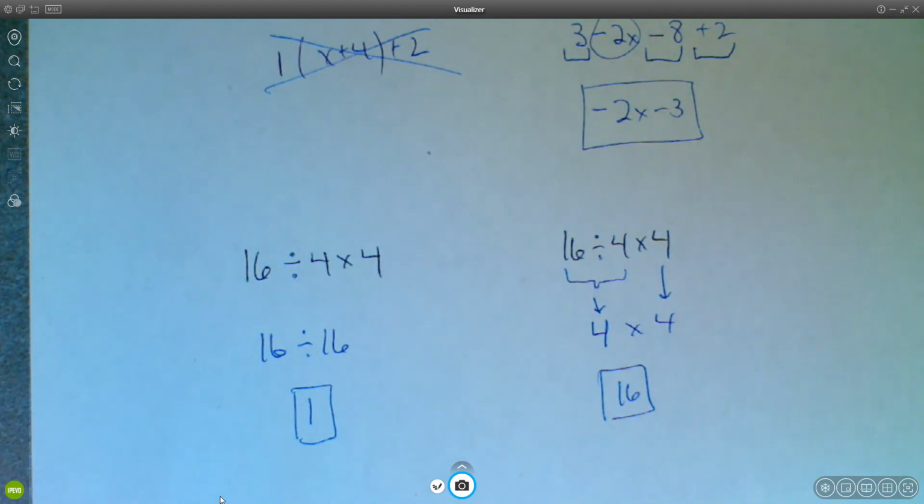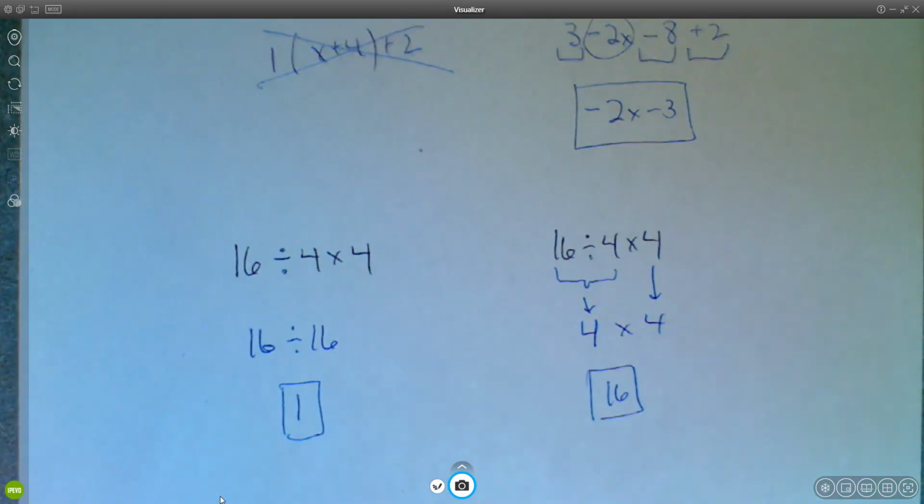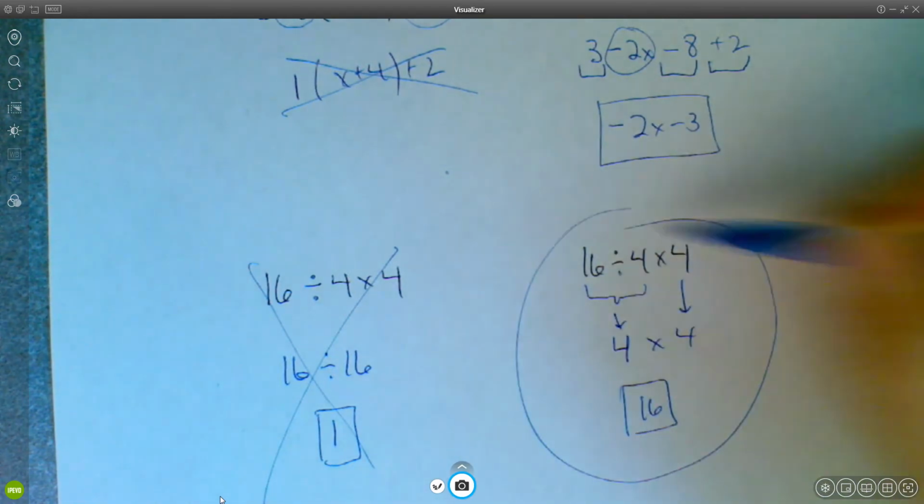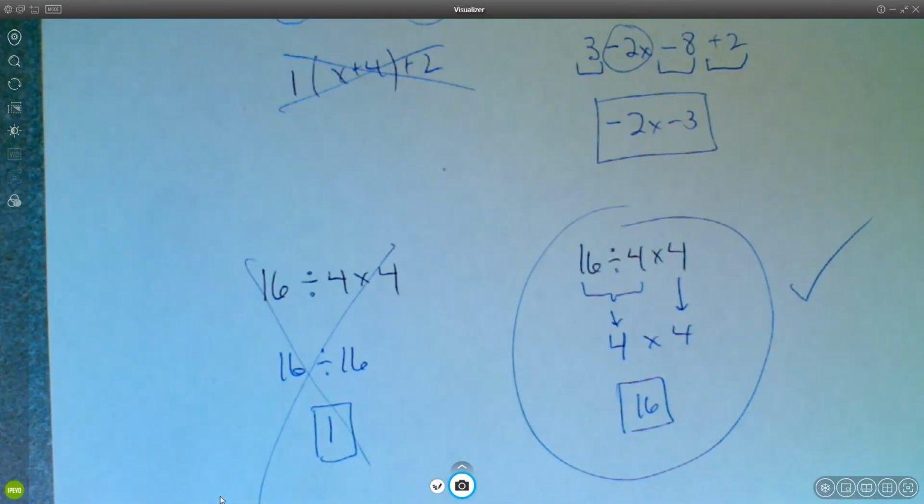I think that's all I have to say about order of operations, but hopefully this convinces you. So this is not the correct way to do it. You do not do it this way. This is the correct way to do it, because multiplication and division are done in the same step.